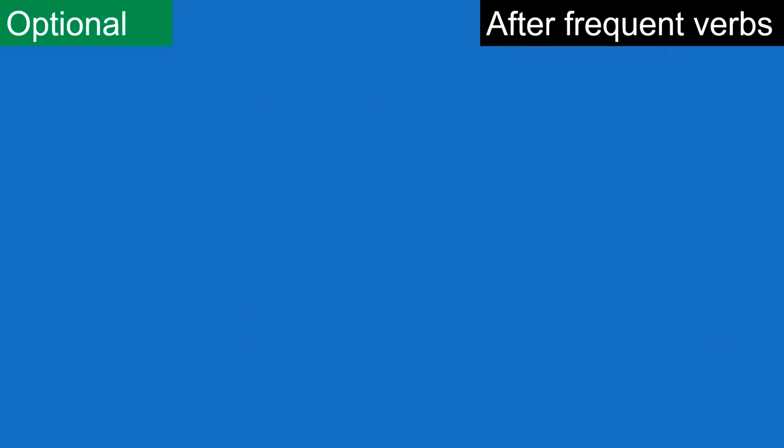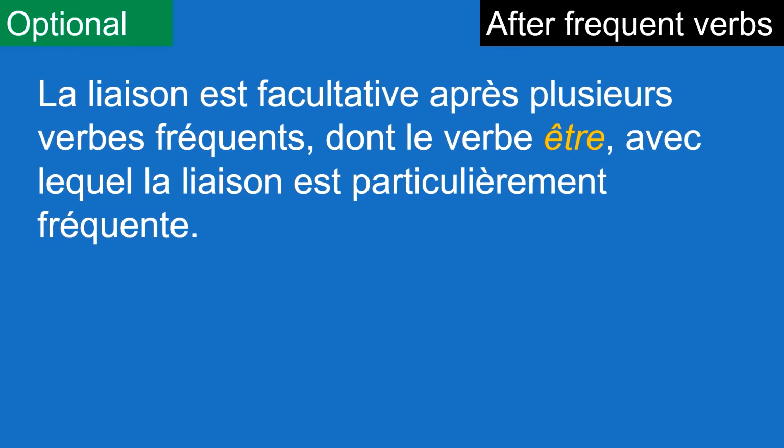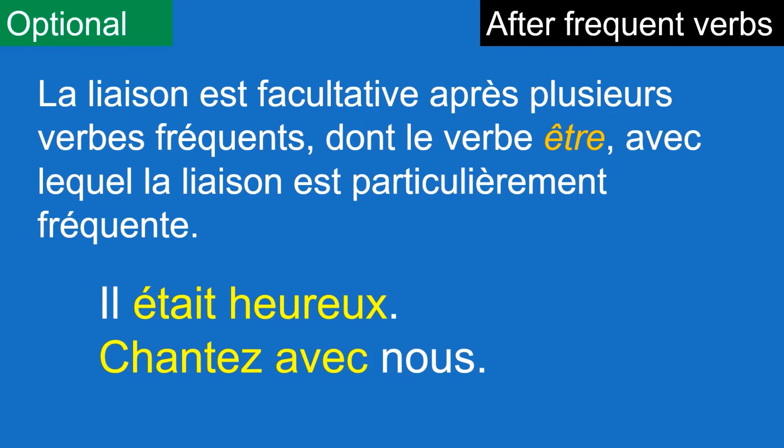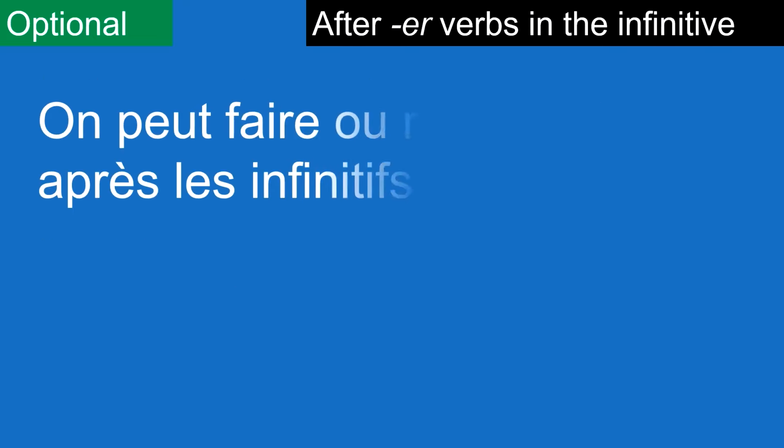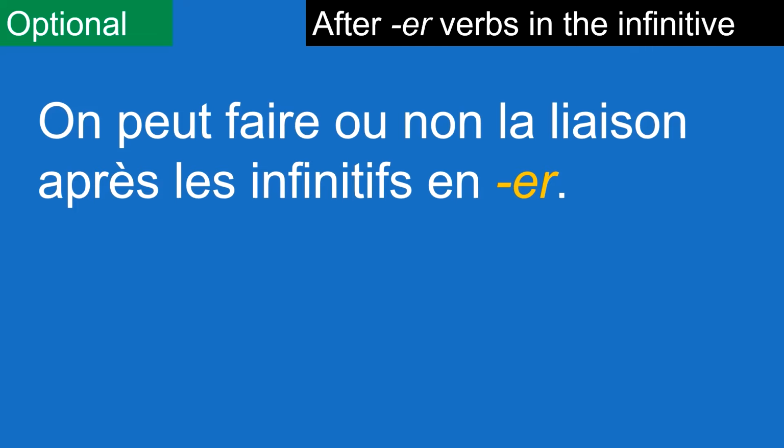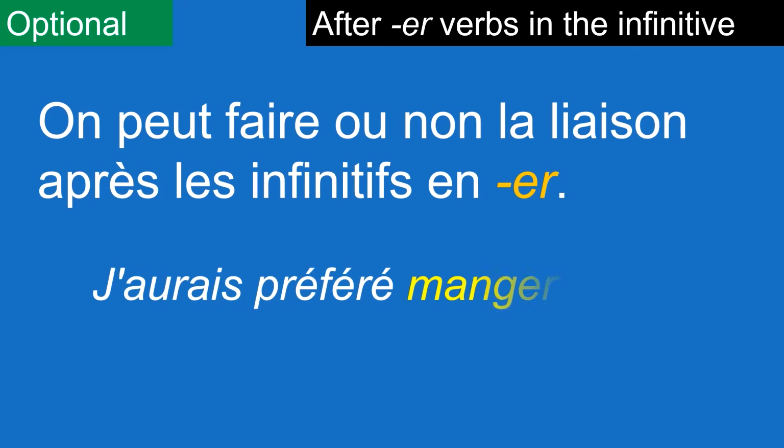La liaison is also optional after many verbs. For example, il était heureux or il était heureux. Chantez avec nous or chantez avec nous. We can also do la liaison with verbs ending with er in the infinitive form. For example, j'aurais préféré manger ailleurs or j'aurais préféré manger ailleurs.